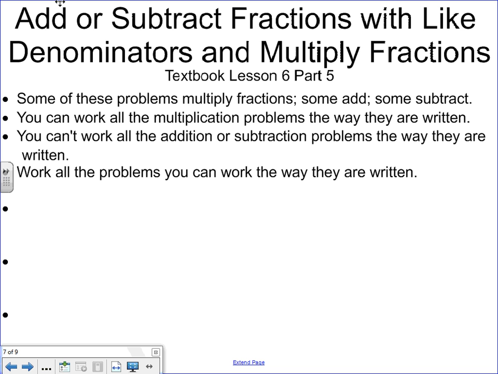It says work all the problems you can work the way they are written. If it's addition or subtraction, you need to check and see if they have common denominators. So go ahead right now and do the ones that you can do. We can pause the video, give you a few minutes to work on this, and we'll come back and check them. Go ahead.